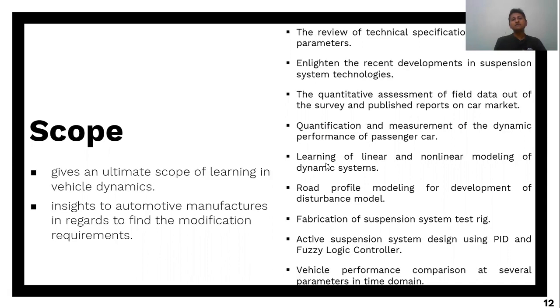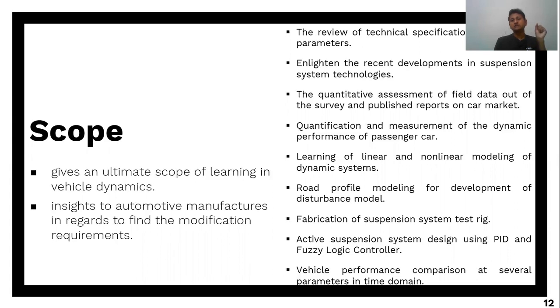Next is the learning of linear and non-linear modeling of dynamic systems. A vehicle is a non-linear structure, so we have to model it by considering non-linear approaches. Next is road profile modeling for development of a disturbance model. We also saw some replication of the road through dynamic models, equations, or expressions. Next is the fabrication of a test setup or test rig to verify the results and validate the outcomes.